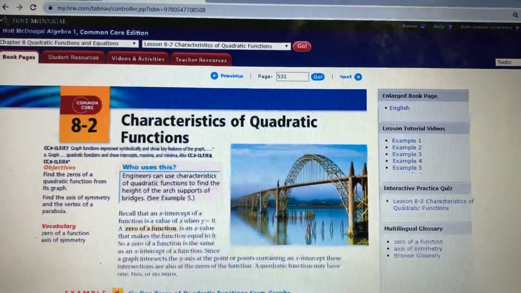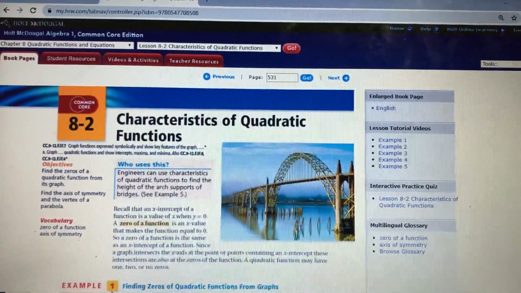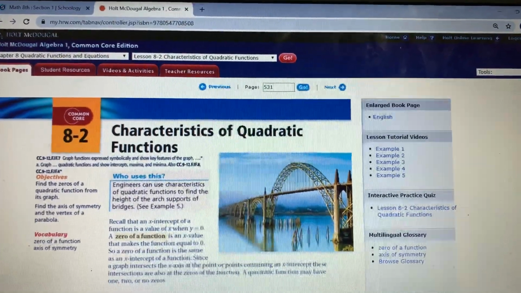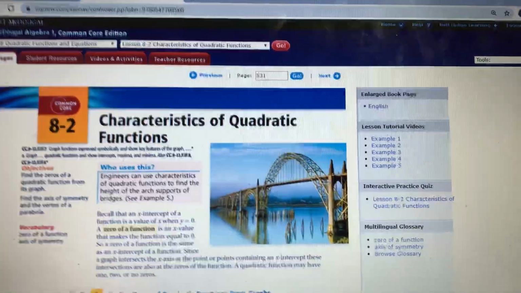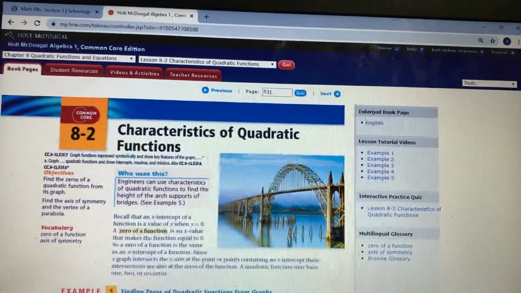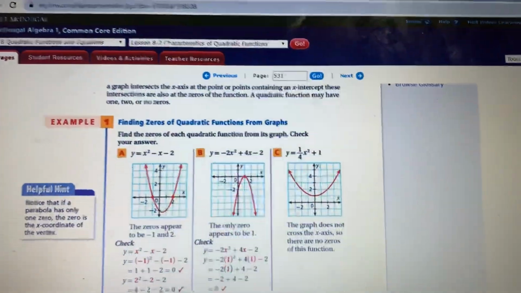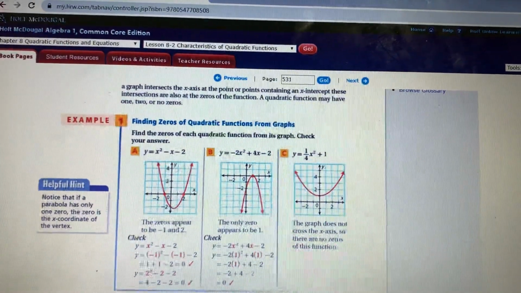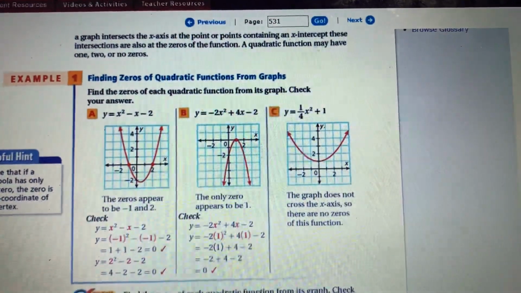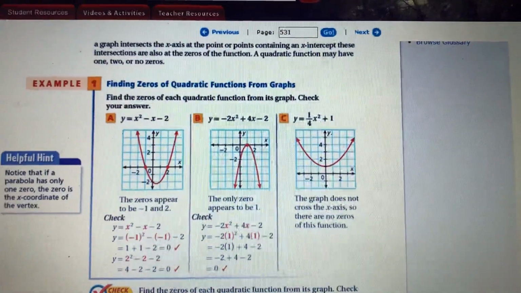By this moment, I am expecting you guys to have copied in your notebooks the summary that I sent previously so you can understand what I am talking about. I'm gonna get started with the zeros of the function, and I want you guys to follow along on page 531 of your books. I want you to take a look at example number 1 on page 531.